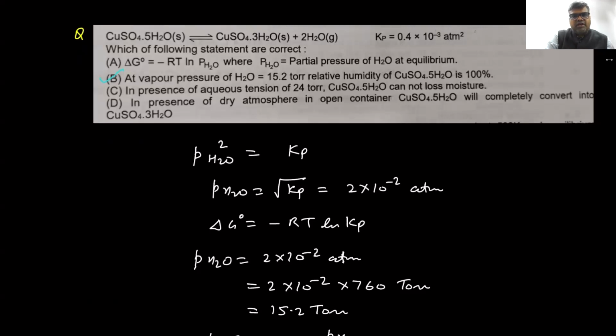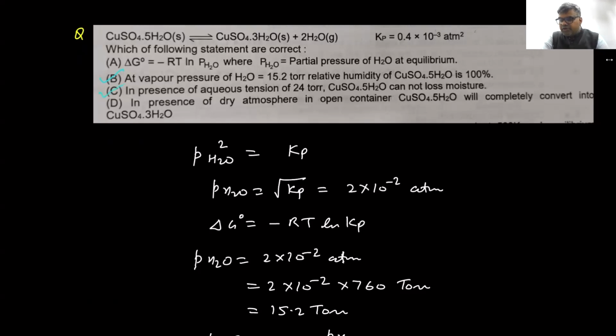And in this equilibrium, what is the requirement? 15.2 torr. So this equilibrium cannot be shifted forward. It will go in the backward direction. Okay. So water partial pressure is 24 torr. Equilibrium condition is 15.2 torr. Equilibrium will shift in the backward direction. So this is also correct.